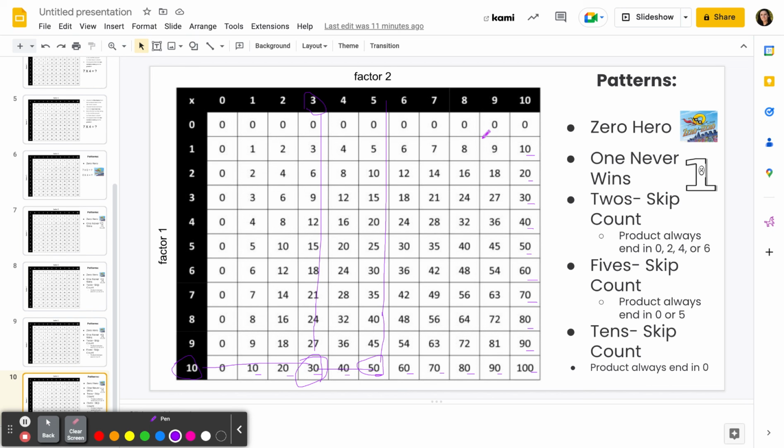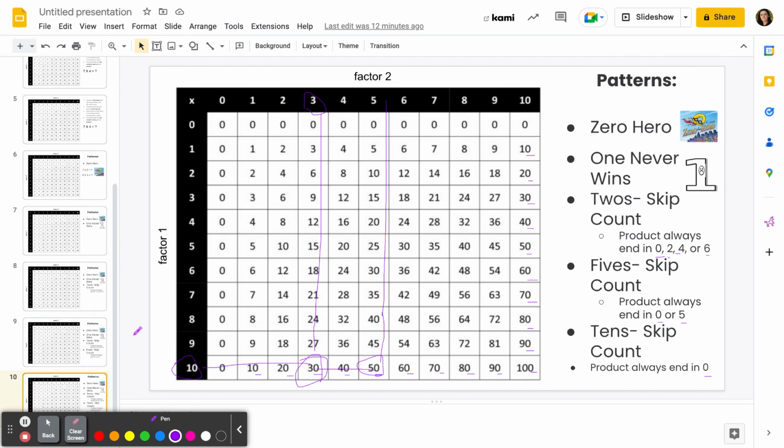Any number times 1 equals itself. 1 times 8 equals 8. 1,000 times 1 equals 1,000. We can use skip counting by 2s. When we're multiplying by 2s, we can also use our doubles. And our products are always going to end in 0, 2, 4, 6, or 8. When we multiply by 5, we can skip count by 5s. And our products are always going to end in 0 or 5 in the ones place. And when we multiply by 10, we skip count by tens and always have a 0 in the ones place. I hope we can see how this multiplication chart can help you.